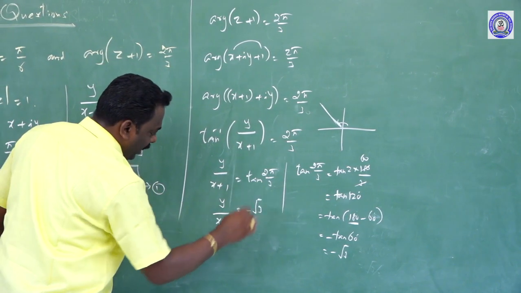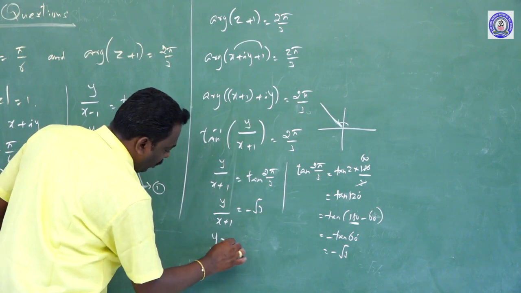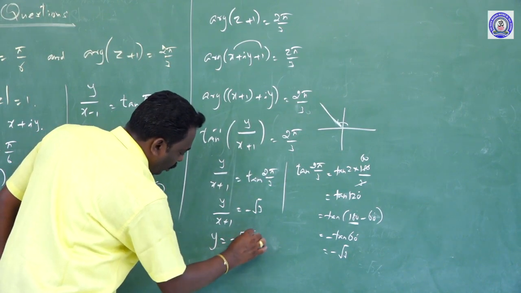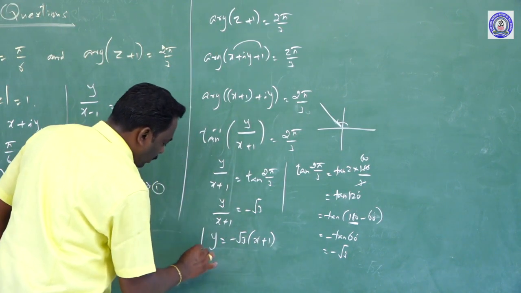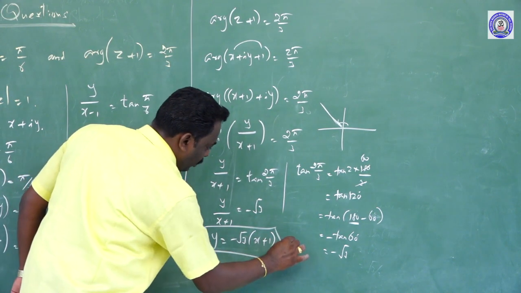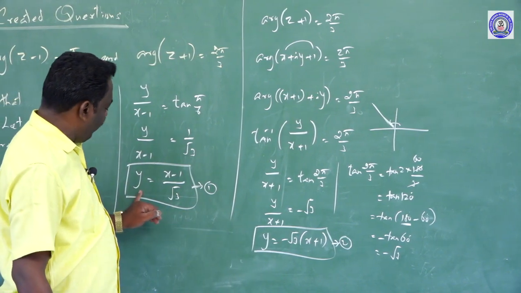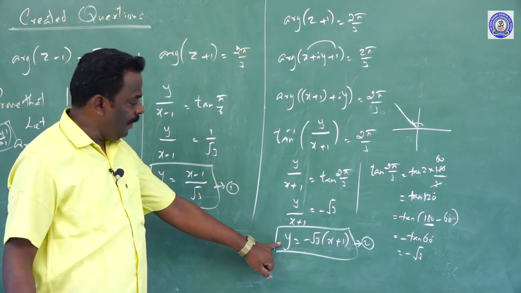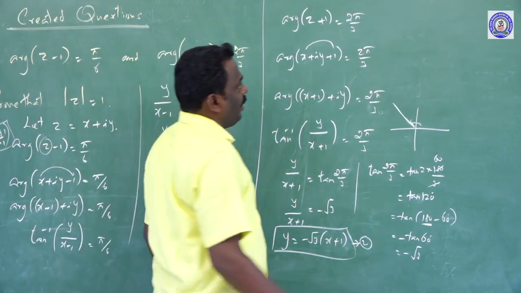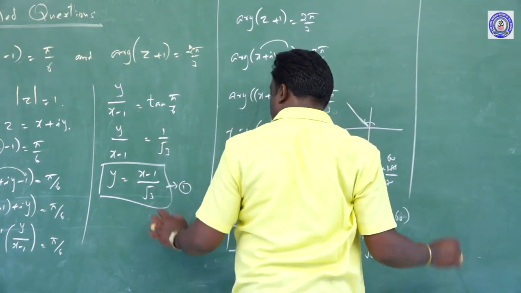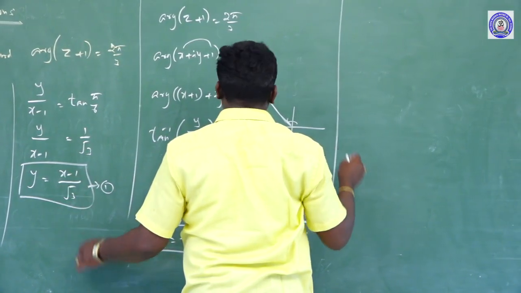Again transferring x plus 1 to the right hand side, y is equal to minus root 3 into (x plus 1). We call this equation 2. Now comparing equation 1 and equation 2, both left hand sides are the same term, y. Therefore, equating the right hand sides, the first equation gives (x minus 1) by root 3.